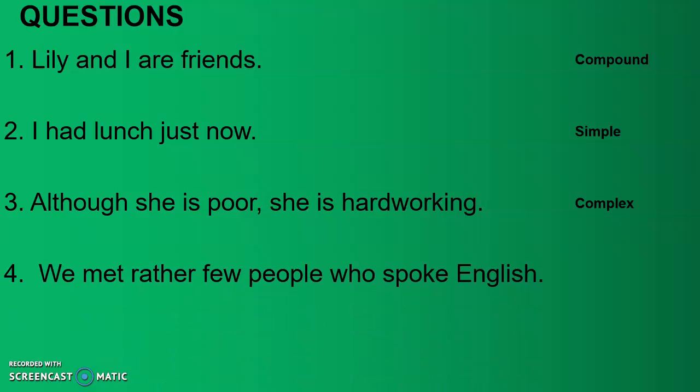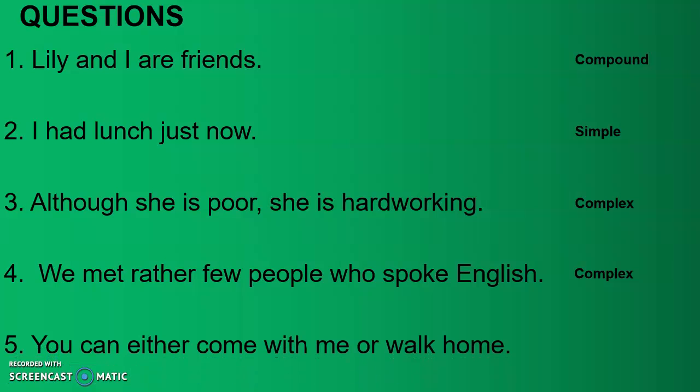Next part. We met rather few people who spoke English. If we look at the whole sentence over here, can we guess, is it simple, compound, or complex? This is a complex sentence as it is combined together with a relative pronoun which is who. Last but not least, you can either come with me or walk home. If we look at the whole sentence over here, this has to be a compound sentence due to the coordinating conjunction or.